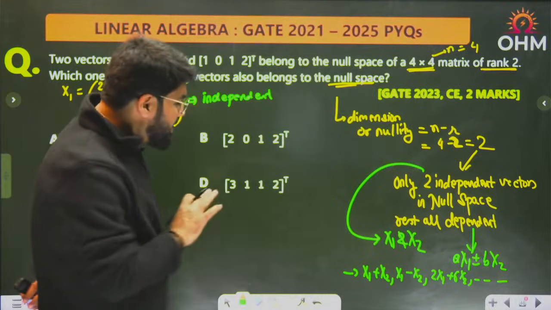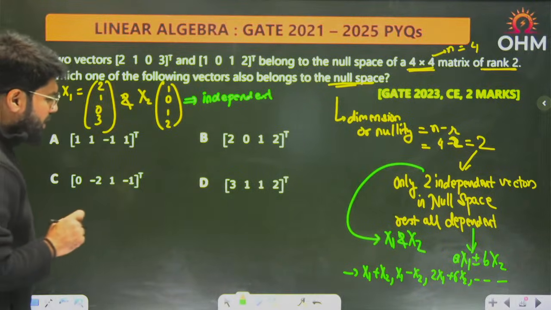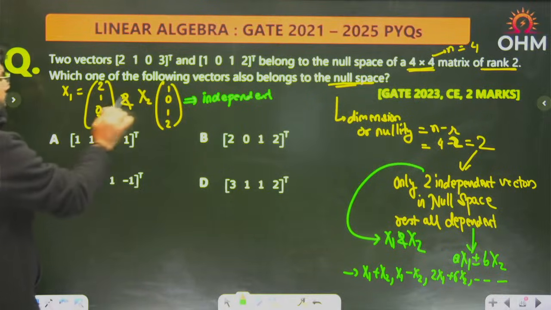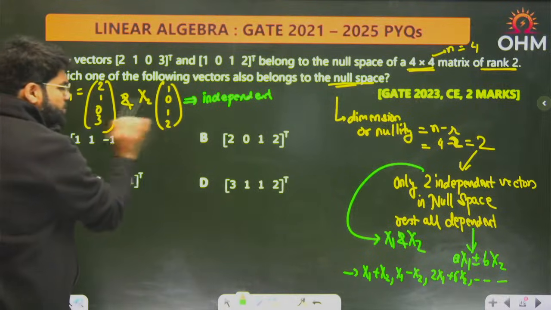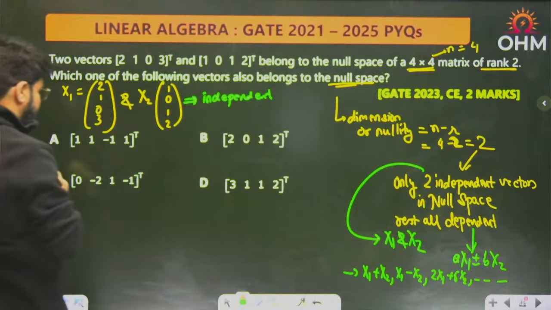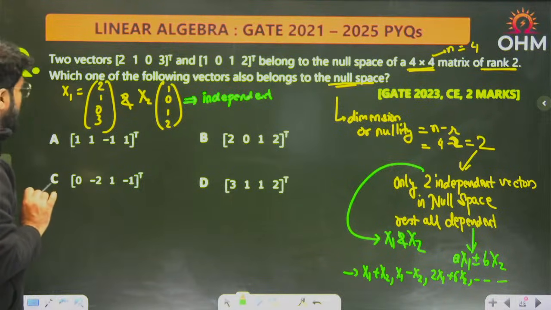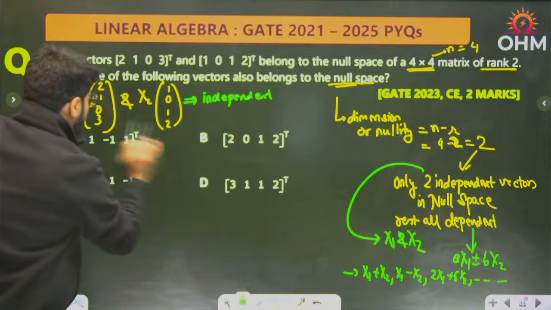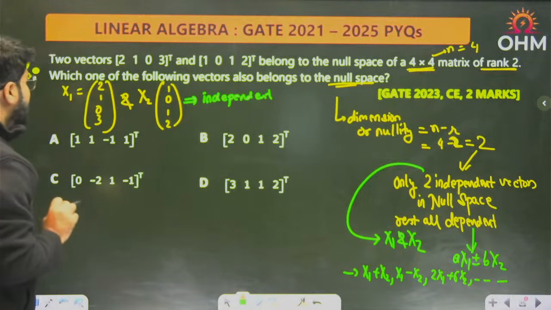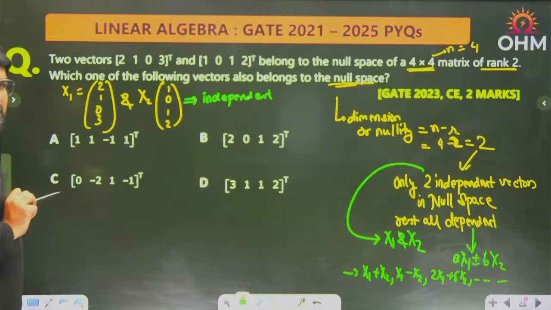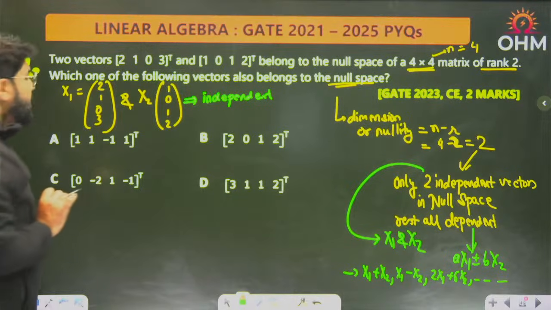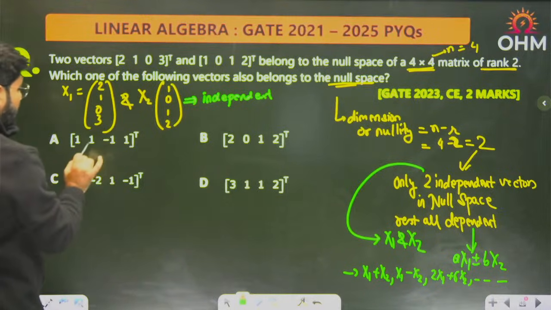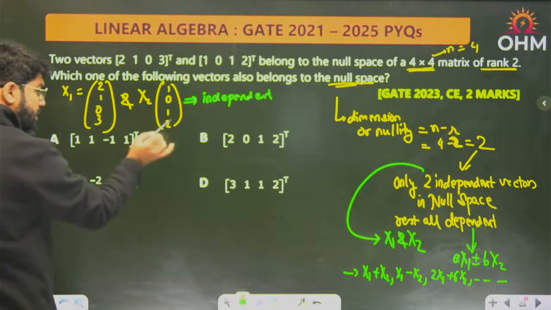So if I start with x1 plus x2, when you add 2 plus 1, 3. 1 plus 0 should be 1. 0 plus 1 is 1. 3 plus 2 is 5. Any option like this? No. 2 plus 1 is 3, 1 plus 0 is 1, 0 plus 1 is 1, 3 plus 2 is 5. No, this is not matching. If I start with subtraction, 2 minus 1 is 1, 1 minus 0 is 1, 0 minus 1 is minus 1, 3 minus 2 is 1.